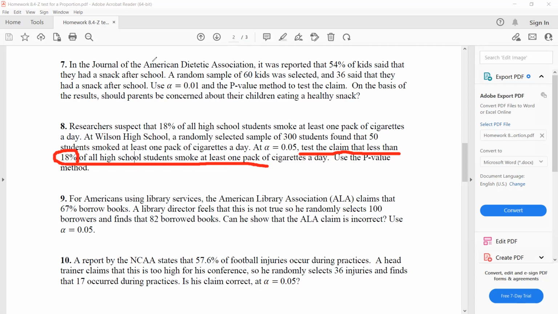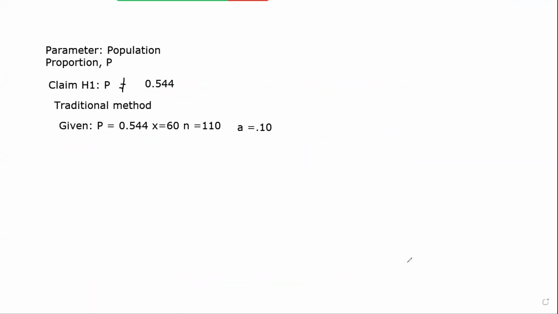Good job. So that means that, keep in mind, our claim here is less than 18%. So now, when I go to do this, let me put up another whiteboard here. This is number 8. So let's start the way we're used to. So number 8 says that our parameter is the population proportion p.